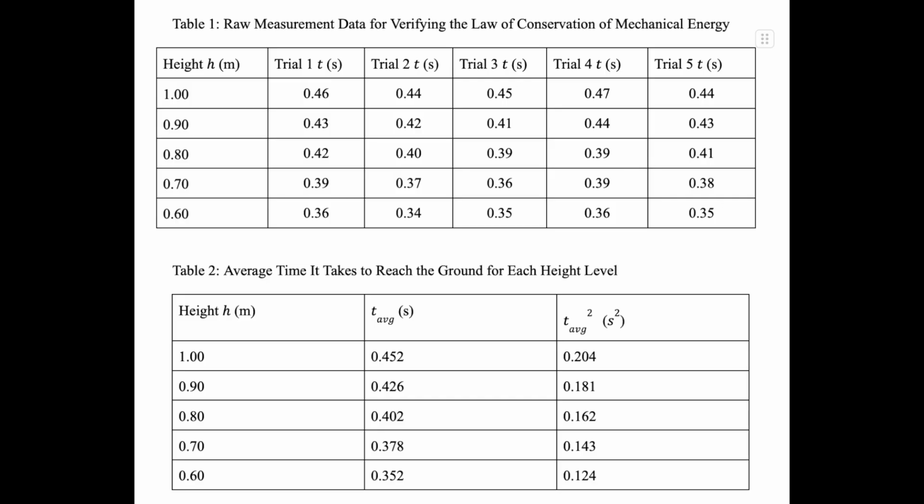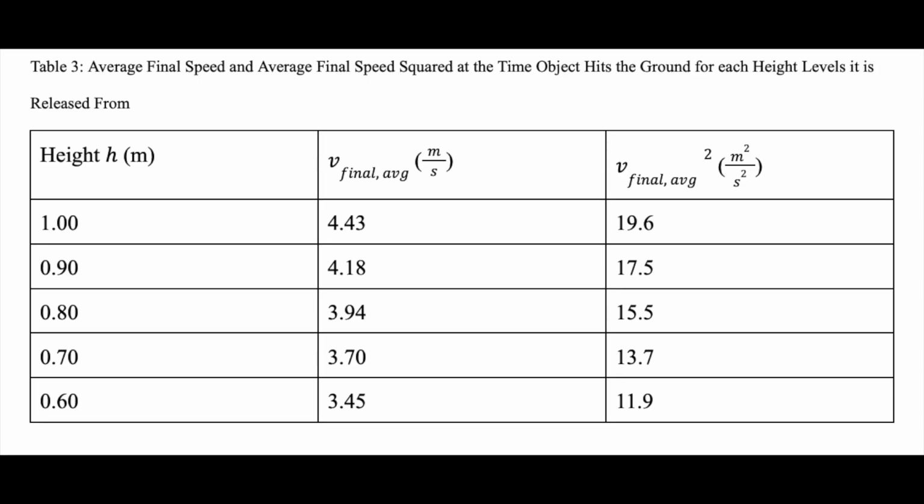The main reason behind these errors was human reaction time while using the stopwatch and parallax errors while estimating the heights. In this experiment, I have successfully proved the law of conservation of mechanical energy and found the coefficient of restitution for 3 different kinds of surfaces. Here you can see the data collected during the experiments.